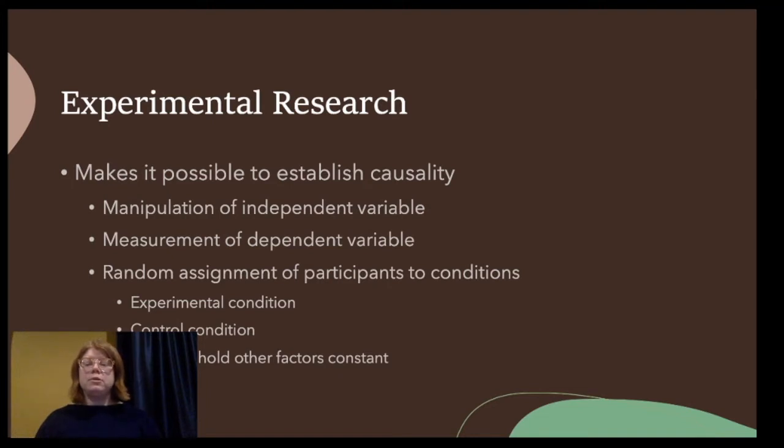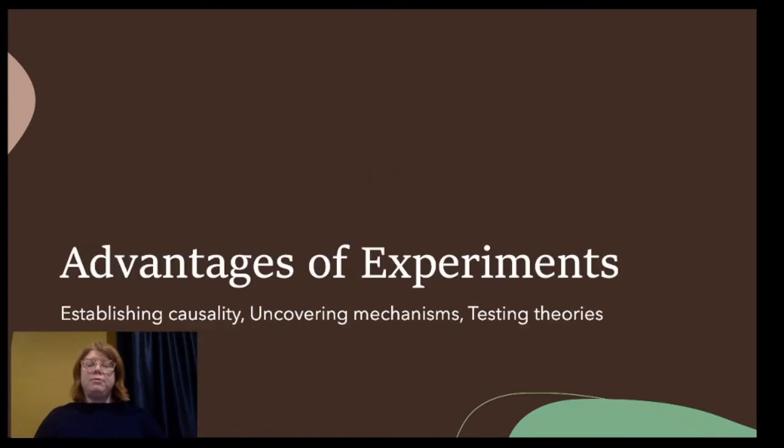Finally, researchers are able to hold other factors constant. We'll talk about that in a minute, but it relates to the idea of spuriousness, the idea that perhaps some feature of the participants themselves or some other factor not under study is causing the relationship between the variables. So some advantages of experimental research are that it helps us to establish causality. It can help us to uncover mechanisms for why a phenomenon takes place. And it can help us to test abstract theories and get to the bottom of pretty complex relationships.